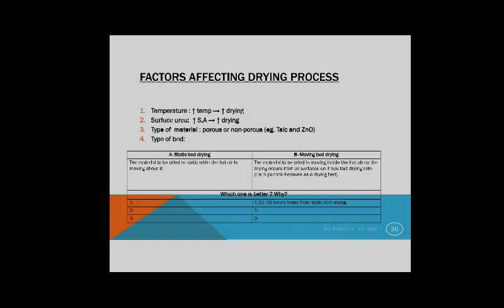Factors affecting the drying process: temperature, increased drying; surface area, increased drying; type of material, porous or non-porous like talc or zinc oxide. Types of bed may be static bed drying, where the material to be dried is static while the hot air is moving above it, or moving bed drying, where the material to be dried is moving inside the hot air, so the drying occurs from all surfaces. It has a very fast drying rate.